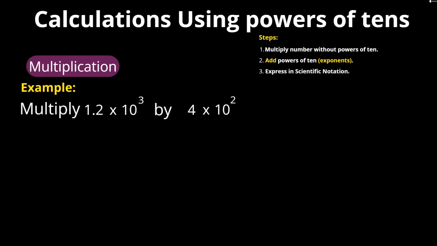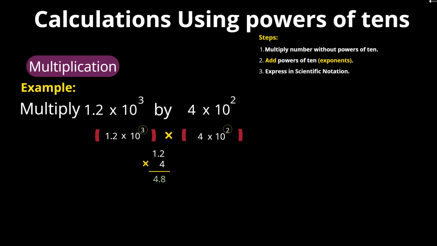Multiply 1.2 times 10 to the 3rd power by 4 times 10 to the 2nd power. We set our problem as a multiplication problem. Let's multiply 1.2 times 4. That will be 4.8. Now let's take a look at the exponents.